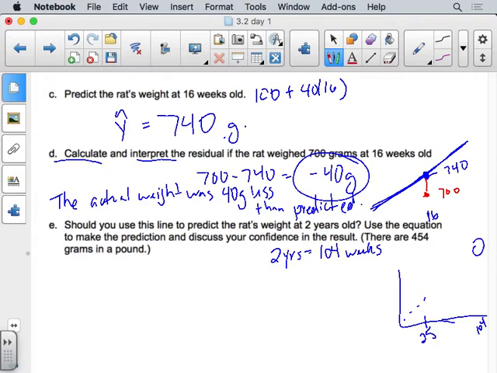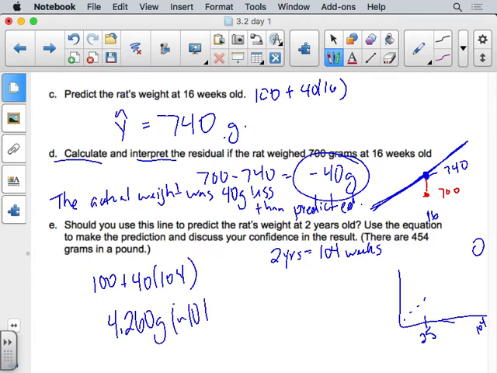And you could also use the equation to predict. So it'd be 100 plus 40 times 104, which is 4,260 grams, about a 10-pound rat. By the time they're 2 years old, they're a 10-pound rat, which, I guess rats can get pretty big, but 10 pounds is pretty big. So I don't know if I would fully trust that. So should you use it? No, you could say unwise to use it.